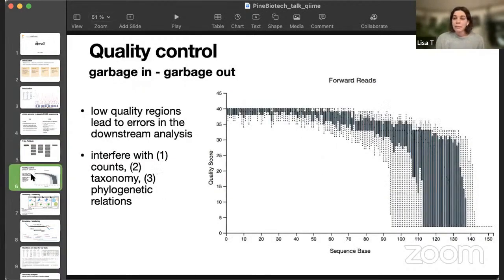So at the very beginning, we start with the quality control, and it's very important not to include regions of low quality because they will interfere with all the downstream analysis, with our abundances, with our phylogenetic tree and taxonomy and everything. So you have to understand where you want to trim your reads like this, so you will not include low quality nucleotides in your downstream analysis.